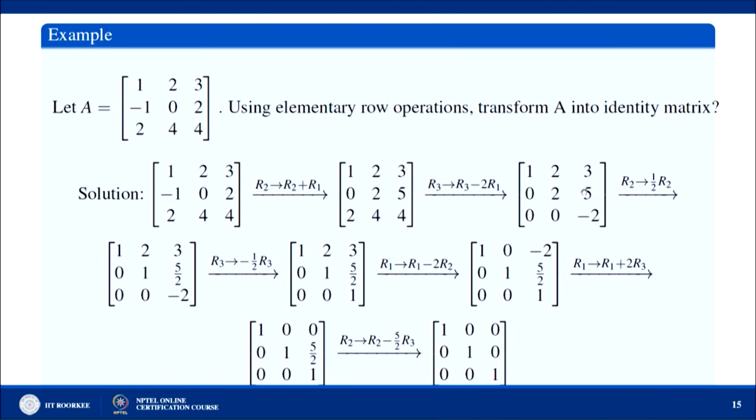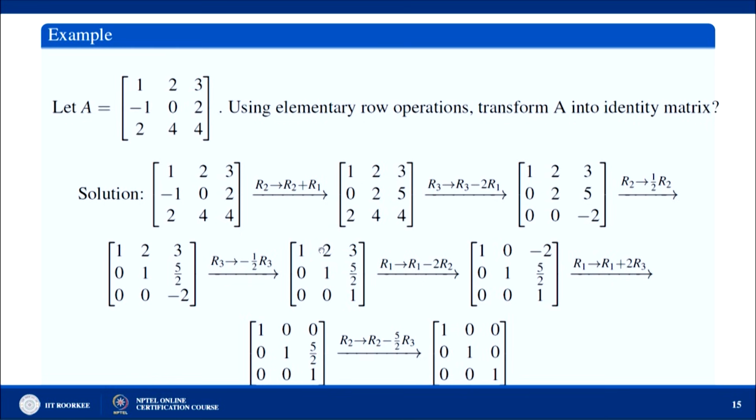So, replace R2 by 1 by 2 R2, because we want to make 1 here. Okay. So, we replace R2 by 1 by 2 R2, and we get another matrix which is 1 2 3, 0 1 5 by 2, because we divide by 2 here, and 0 0 minus 2. Now, we want to make 1 here. Okay. So, we divide this by minus 2, or replace this row by minus 1 by 2 times R3. Then it is 1 2 3, 0 1 5 by 2, 0 0 1.